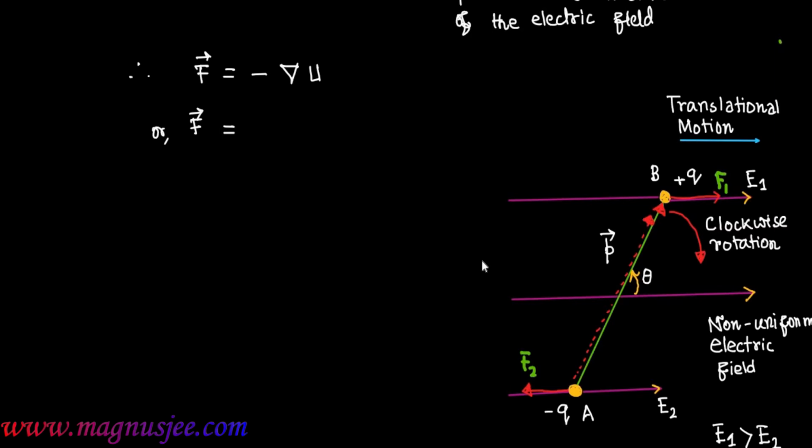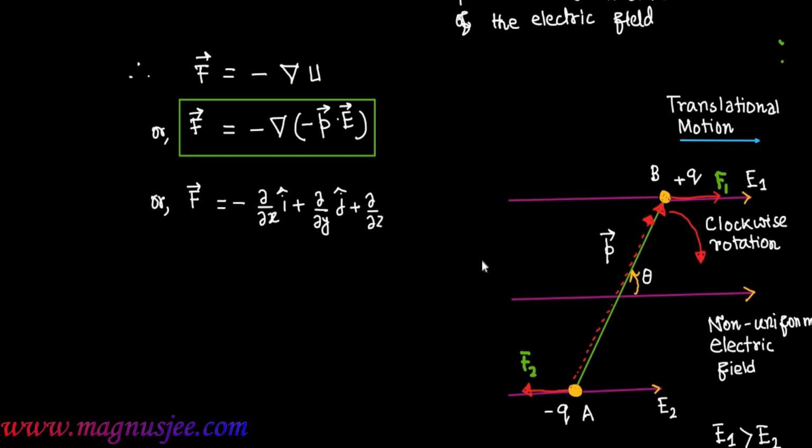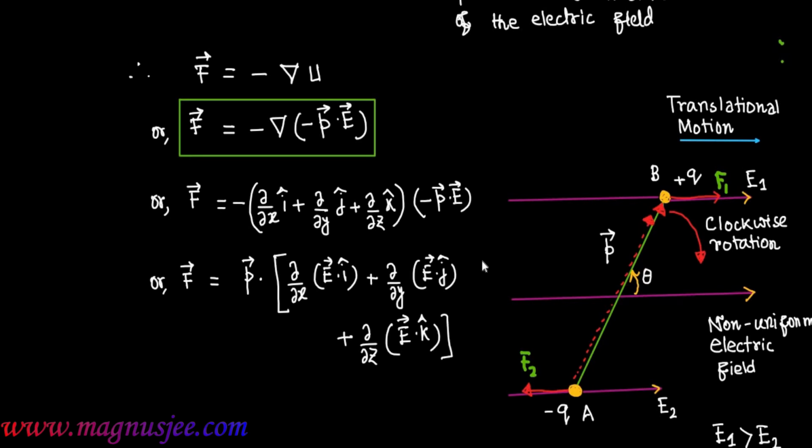Vector F equals minus del U, or vector F equals minus del of (minus vector P dot vector E), where vector P is the dipole moment of the electric dipole AB in the non-uniform electric field. Or vector F equals minus (del/del x i cap plus del/del y j cap plus del/del z k cap) of (minus vector P dot vector E), or vector F equals vector P dot (del/del x vector E dot i cap plus del/del y vector E dot j cap plus del/del z vector E dot k cap).